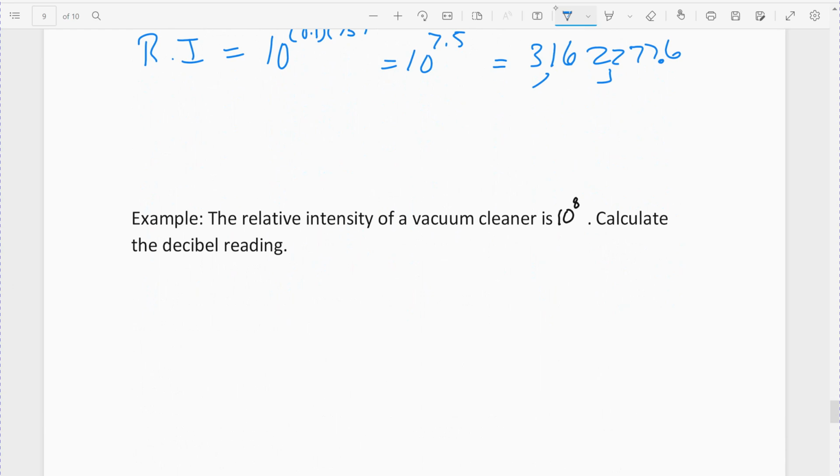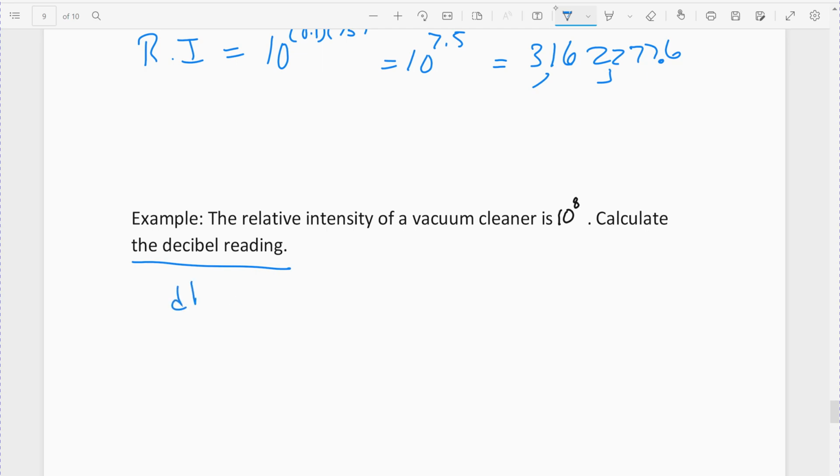Suppose you have a vacuum cleaner. Its relative intensity is 10 raised to the 8, so it's slightly bigger than that speaker system. Calculate the decibel reading. So what's an intensity of 10 to the 8? That would be 1 with 8 zeros after it. So that would be 100 million in intensity. So it would be 100 times a regular speaking voice.